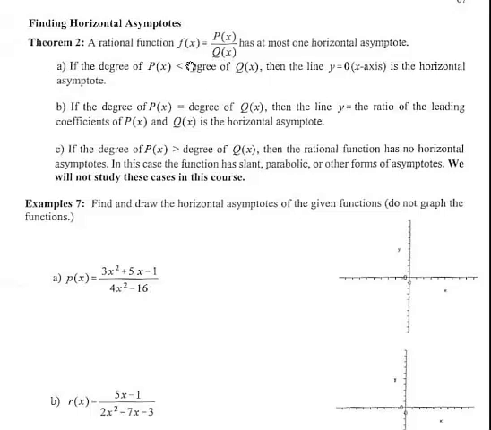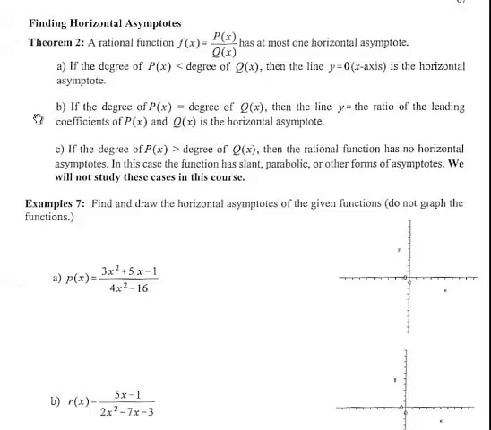So first situation, if the degree of P on the top is less than the degree on the bottom, if the largest exponent on the top is smaller than the largest exponent on the bottom, then there's no calculation to do. If we confirm this fact, then the horizontal asymptote is the x-axis, y equals 0.